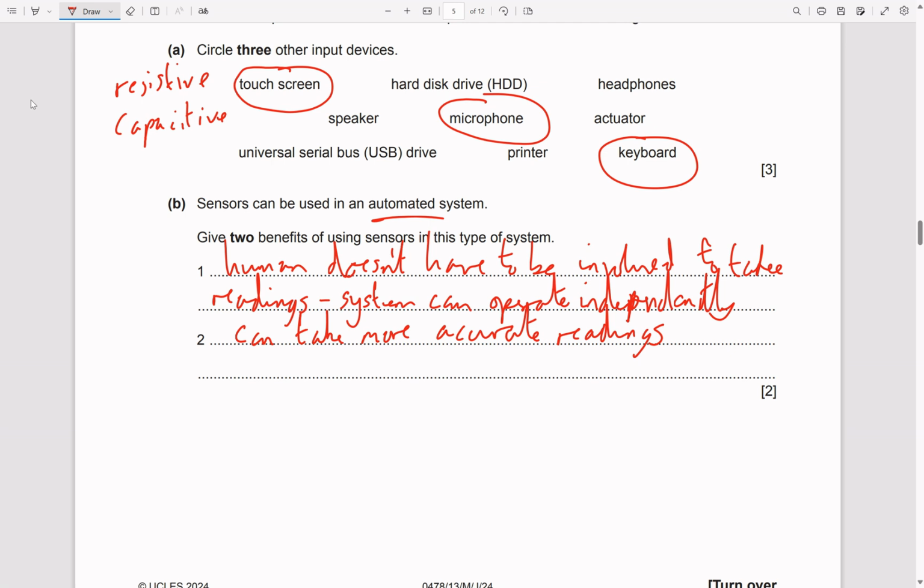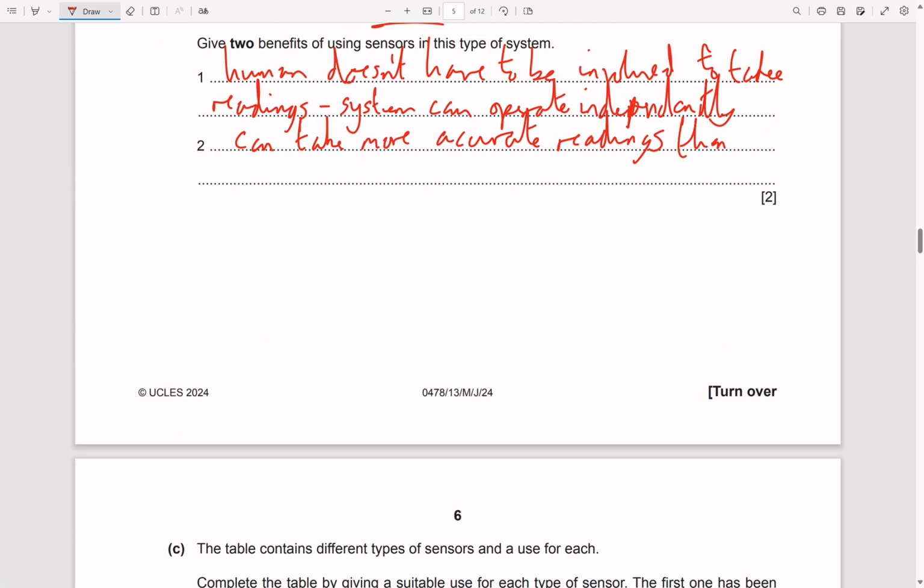Some other advantages you could say, for example, are that it can work in any place. Maybe you have somewhere that's super cold, super hot, or where there's some kind of toxic gas or dangerous environment. Of course, sensors can also work 24/7, 365, whereas a human is not going to be able to. And obviously, a human you'd have to pay as well. Right, so let's say more accurate readings than humans.